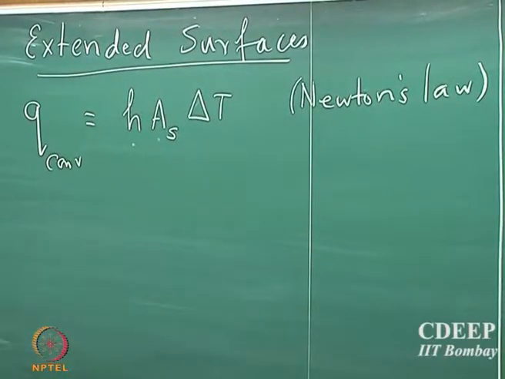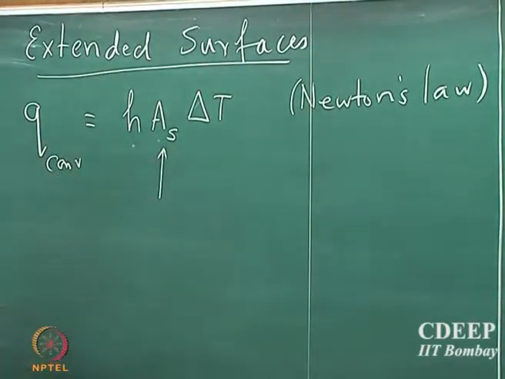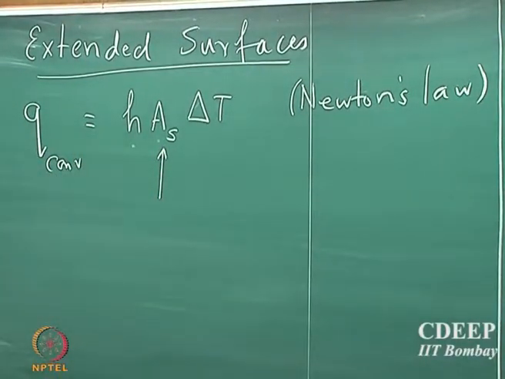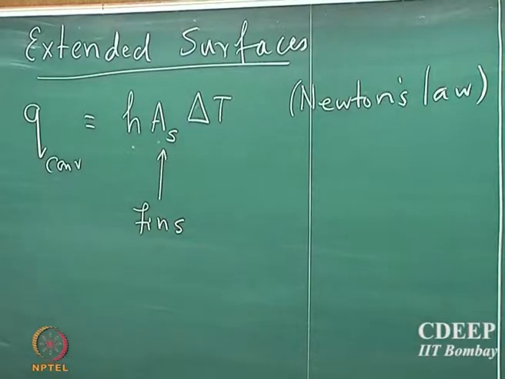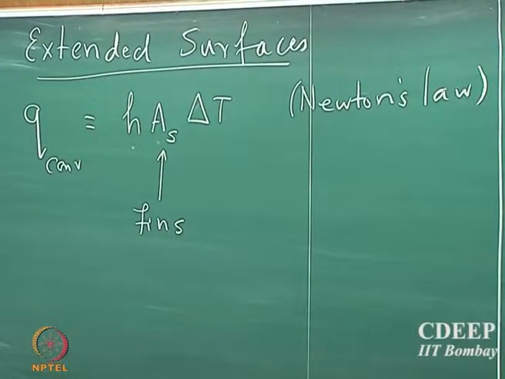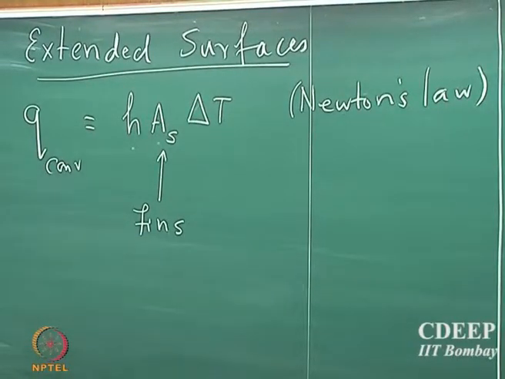So one way to increase it, as we observed in the last lecture, is to increase the surface area of heat transport, and that is achieved by a class of systems called fins. So what we are going to do in today's lecture is look at the different kinds of fins and how to understand the heat transport process in these kinds of surfaces.